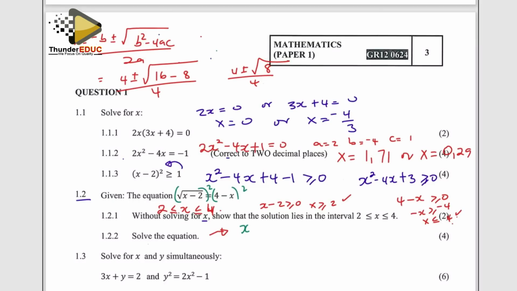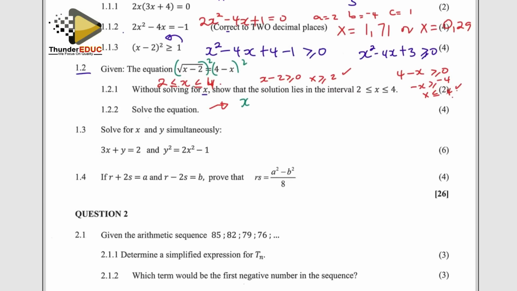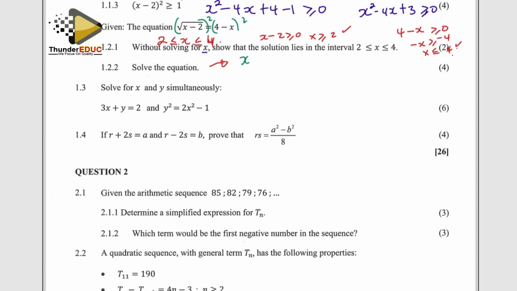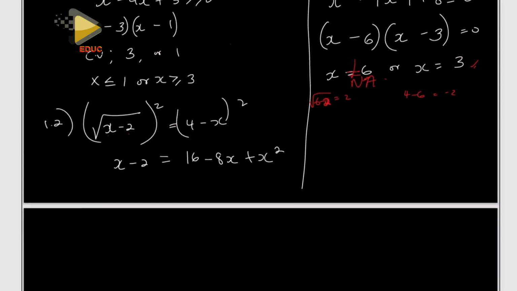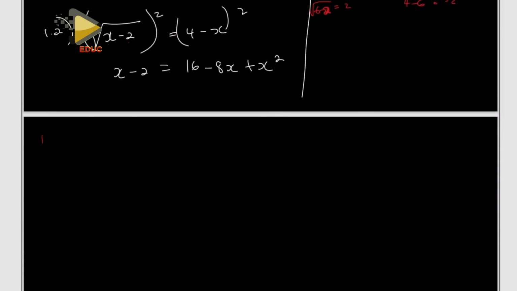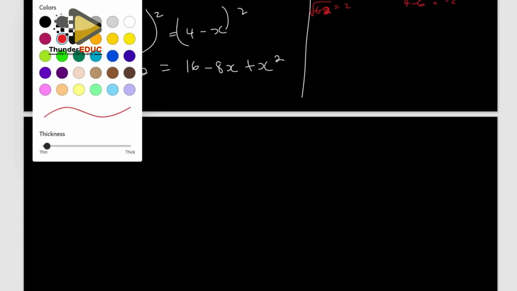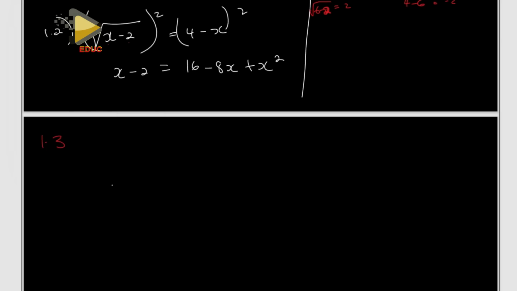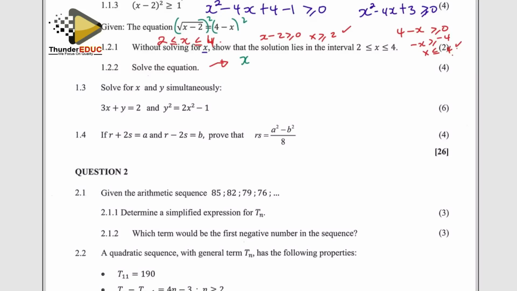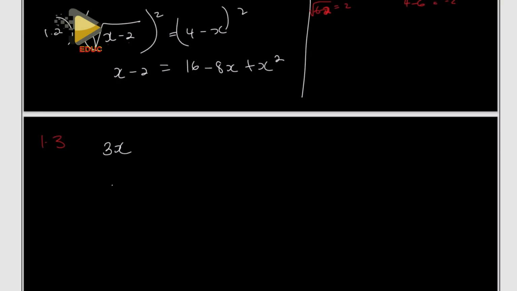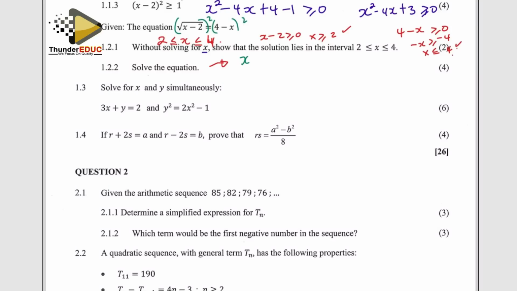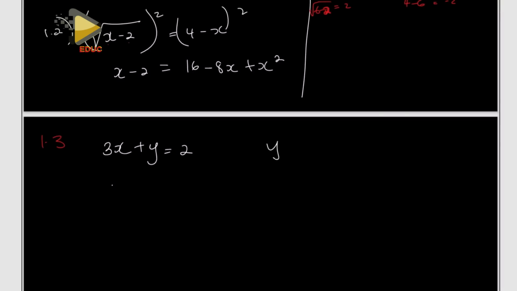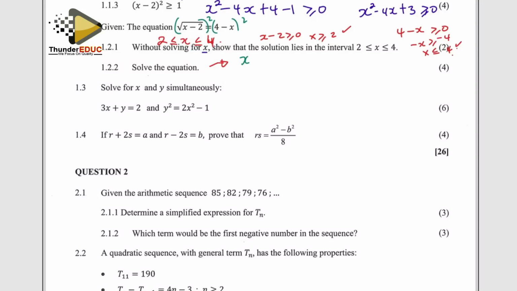Then 1.3, solve x and y simultaneously. 6 marks, so I need quite a lot of space. Okay, so we have 3x plus y is 2, and then the other one is y squared is equal to x squared minus 1.